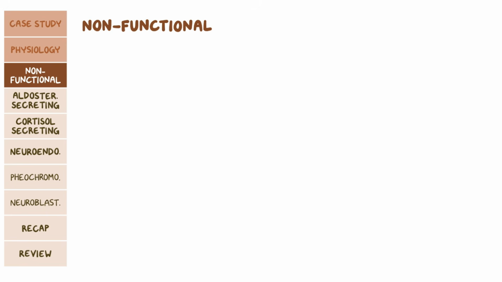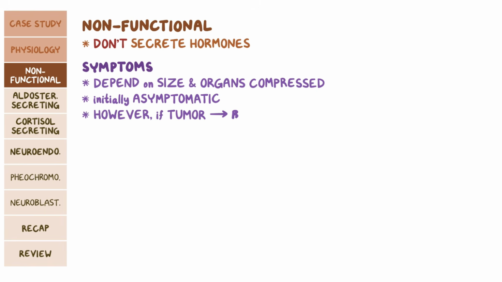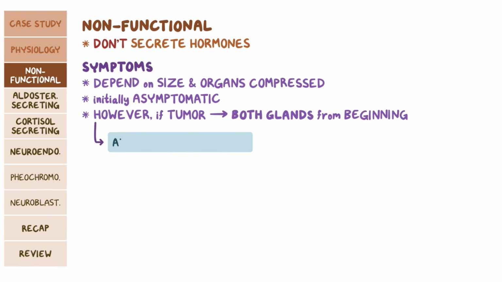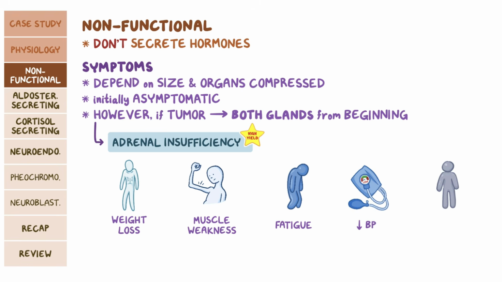Because non-functional tumors don't secrete any hormones, the symptoms they cause mostly depend on their size and the organs they compress. Many individuals are initially asymptomatic. However, if the tumor involves both glands from the beginning, which is a rare occurrence, it can lead to adrenal insufficiency. Symptoms of adrenal insufficiency can include weight loss, muscle weakness, fatigue, low blood pressure, and darkening of the skin.